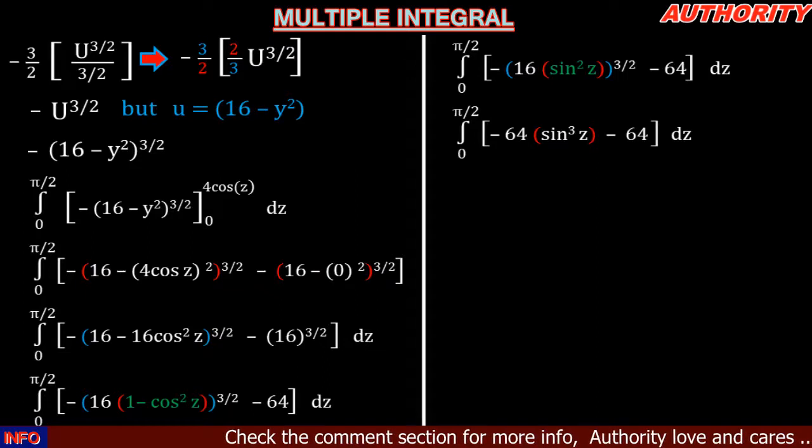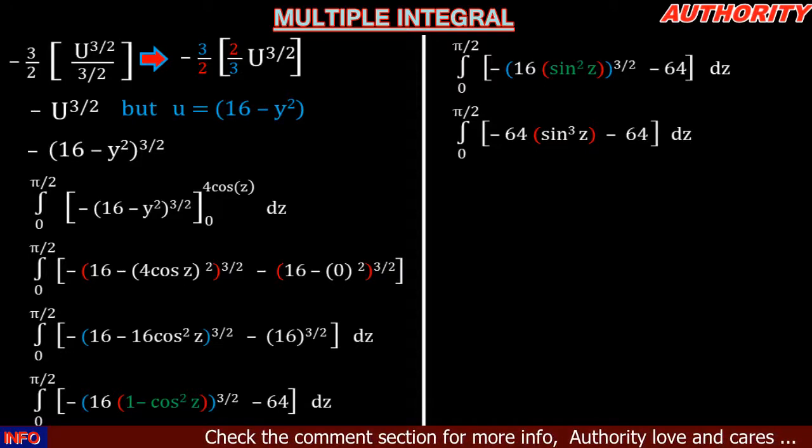Now, that means here we have the integral from 0 to pi all over 2, open bracket, minus 64 sine cube z, in bracket, minus 64, close bracket, dz. In this case now, let's factor out minus 64.